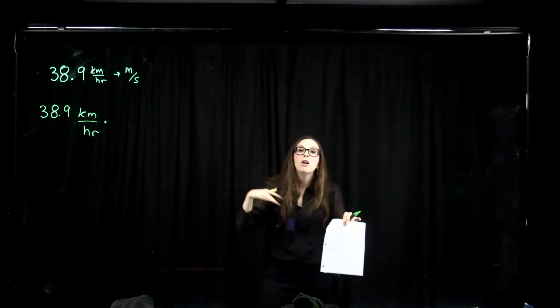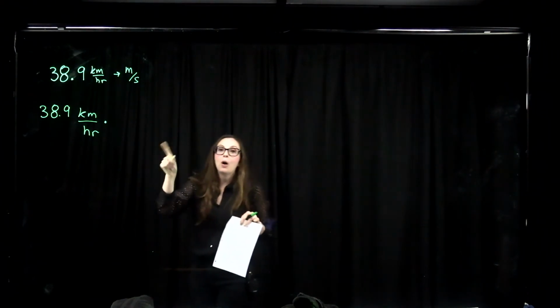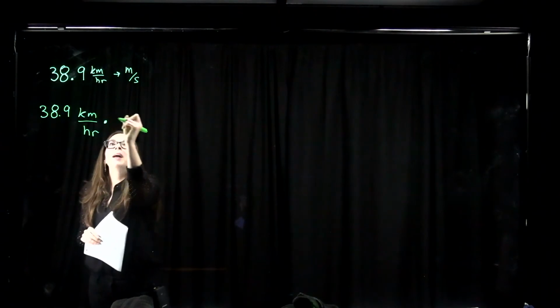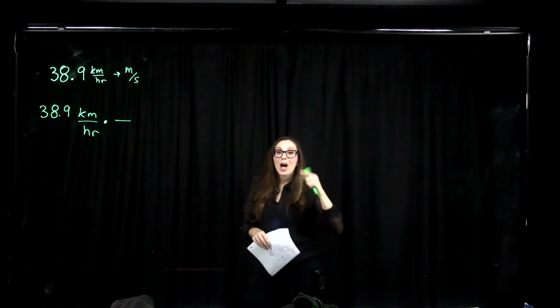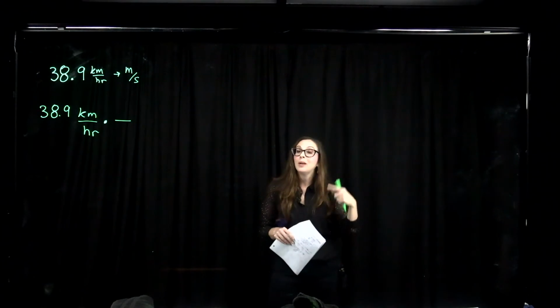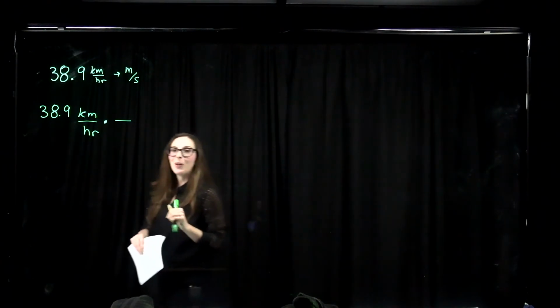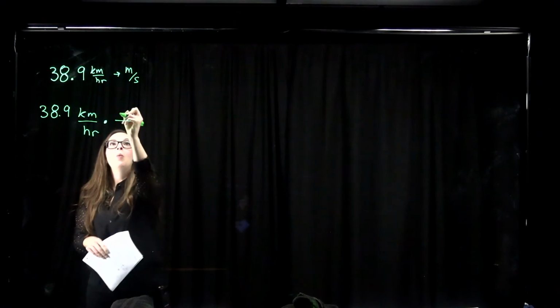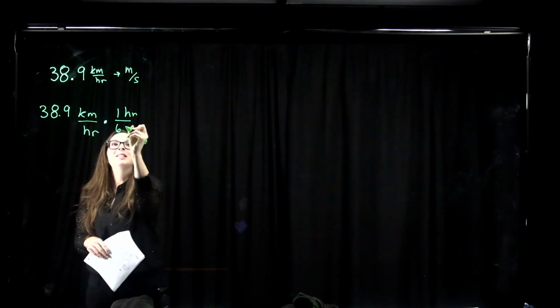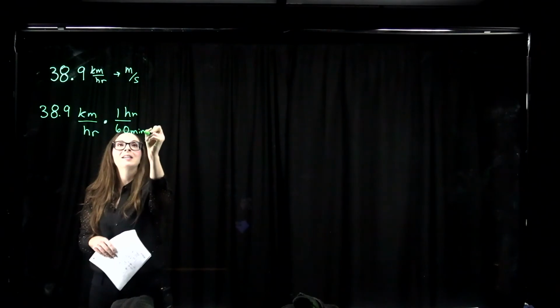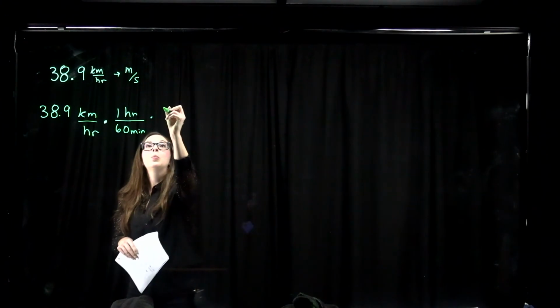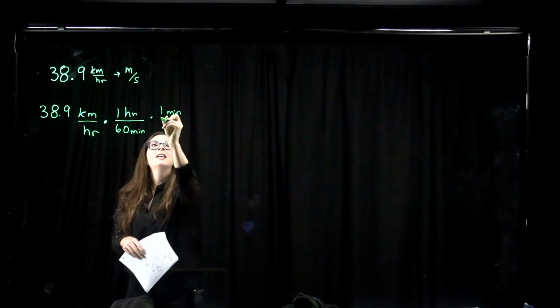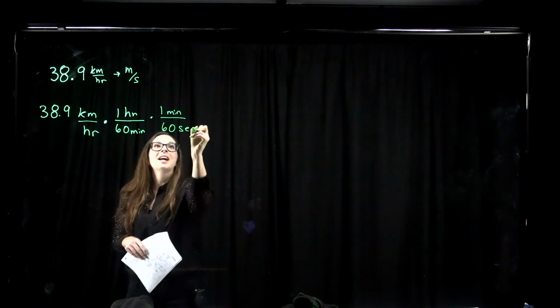Well, let's take care of the time first. Let's go from hours to seconds. So we're going to multiply it by a conversion factor that tells me how many seconds there are in an hour. Or if you don't know that, we can go from how many minutes there are in an hour, then to how many seconds there are in a minute. So let's do that one. So we know that in 1 hour, there are 60 minutes, okay? And then I know that in 1 minute, there are 60 seconds.